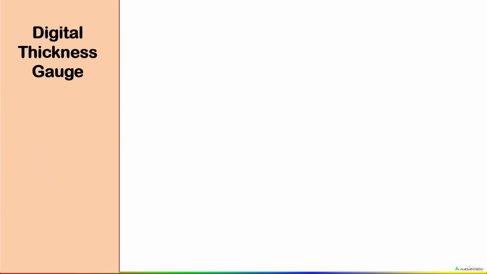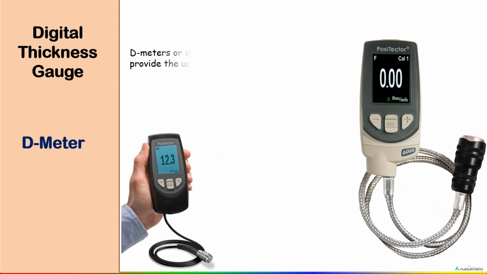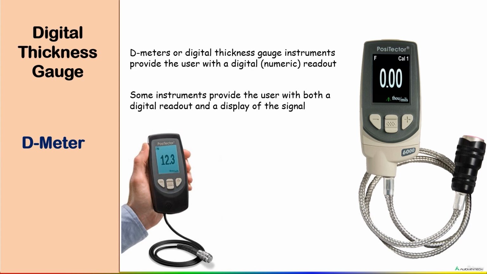Now we will look at the digital thickness gauge or D meter. D meters or digital thickness gauge instruments provide the user with a digital numeric readout. They are designed primarily for corrosion or erosion inspection applications. Some instruments provide the user with both a digital readout and a display of the signal.